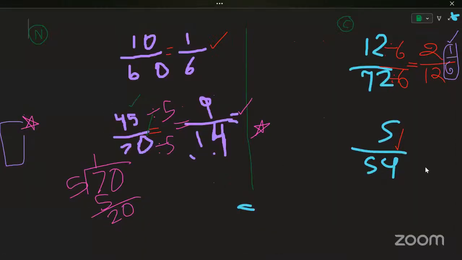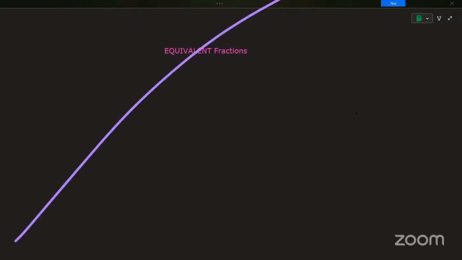So we knew about equivalent fractions, okay? We discussed this also. Equivalent fractions. Could you see? I wrote it on the screen. Equivalent fractions. What are equivalent fractions?